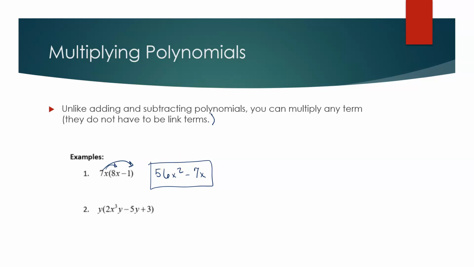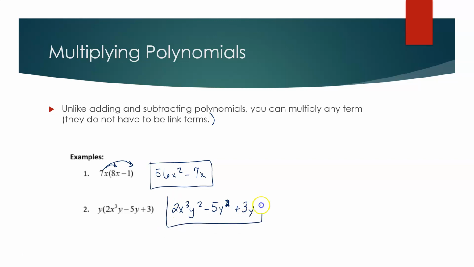y times the quantity of 2x cubed y minus 5y plus 3. y times 2x cubed y would be 2x cubed y squared, minus 5y squared, plus 3y.